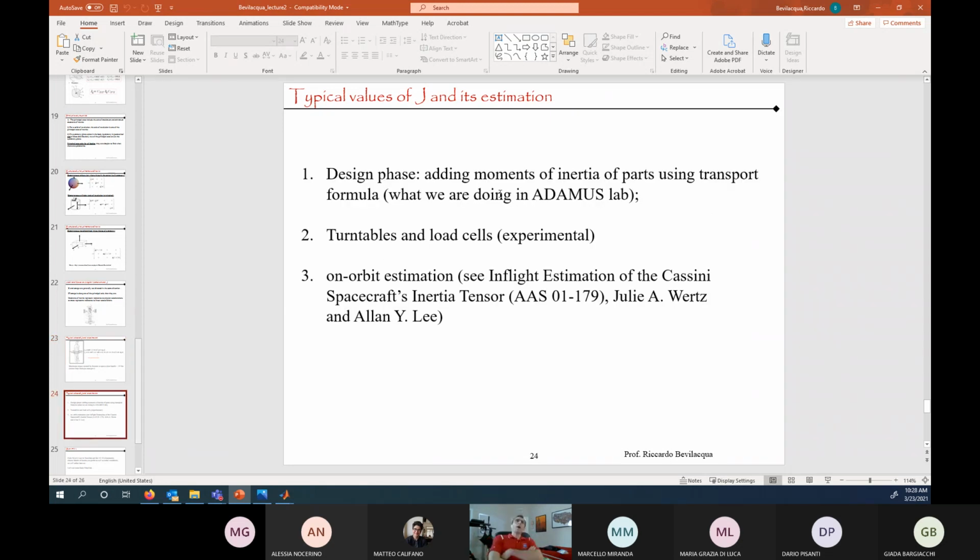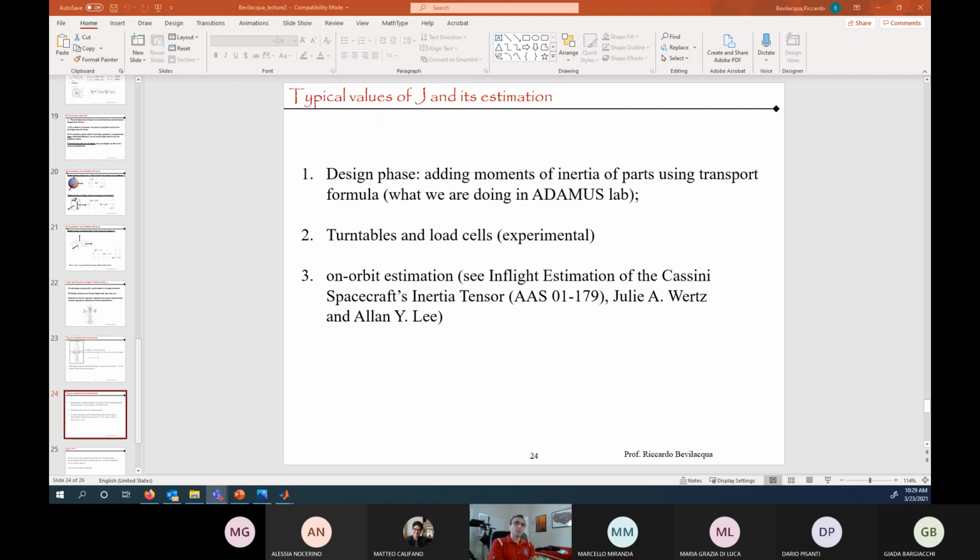So, how are J's measured and estimated? As I mentioned before, you design your spacecraft, and that's the first step. Usually you have a SolidWorks file. You try to model all the components as accurately as possible, with the materials and mass distribution and where they are located, and you have a first estimate in software of the matrix of inertia, and that's what we do in my group.